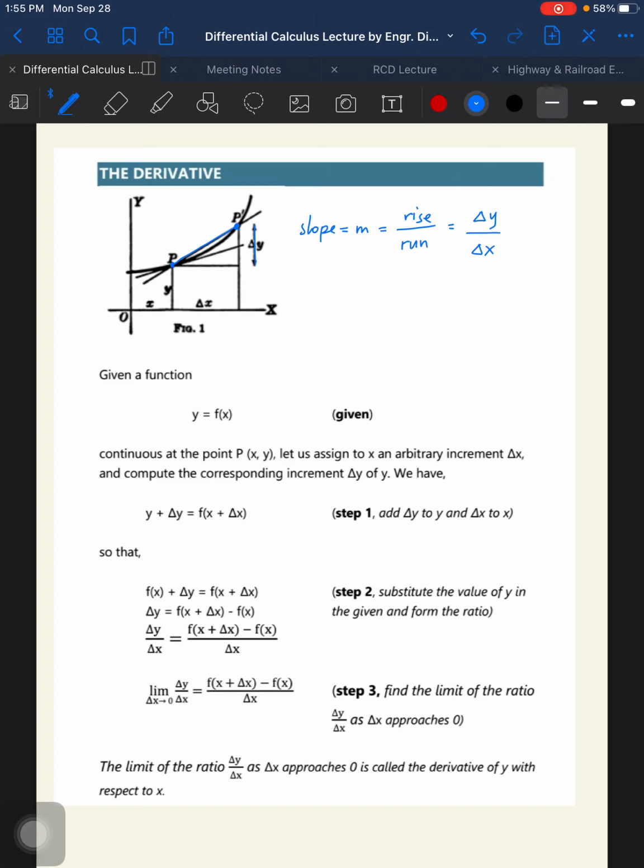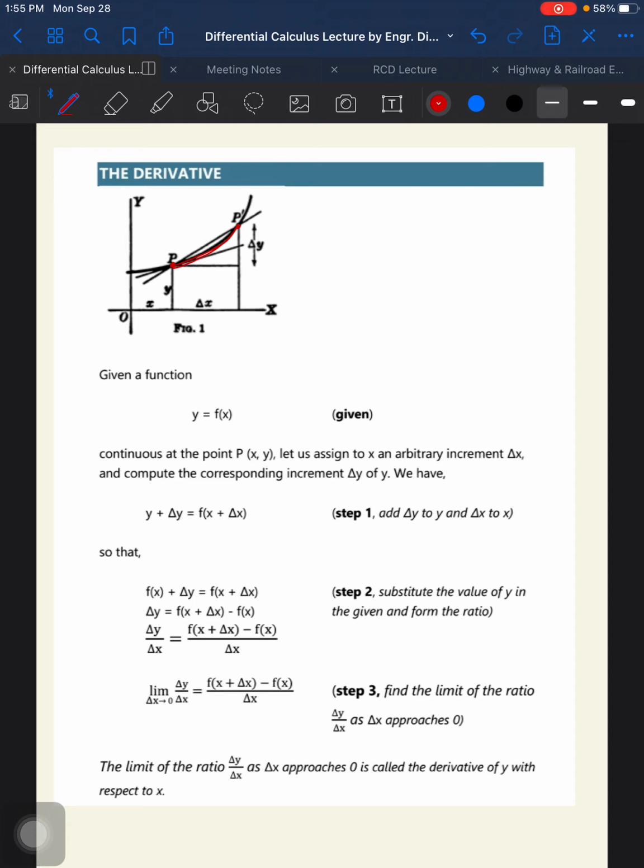But what happens if we are looking for the slope of a curve? So that is a lot more difficult, right? So for example, here is the curve from point P to point P prime. So how do we get the slope?